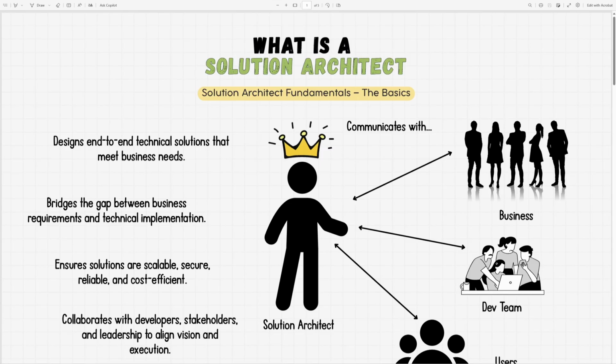A solution architect designs end-to-end technical solutions that meet business needs. They bridge the gap between business requirements and technical implementation. They ensure that every solution is scalable, secure, reliable, and cost-efficient. And they collaborate with developers, stakeholders, and leadership to make sure everyone's working toward the same vision. So, in simple terms, a solution architect connects technology, business, and people. You can think of them as the glue that holds the system together, translating business goals into technical realities.